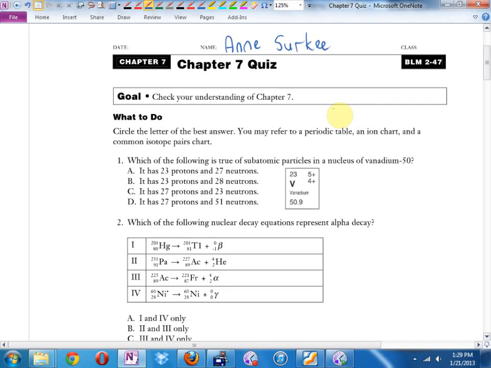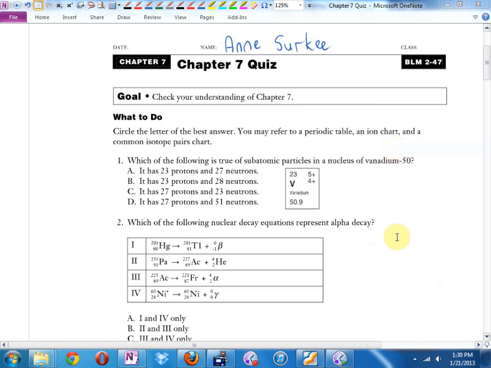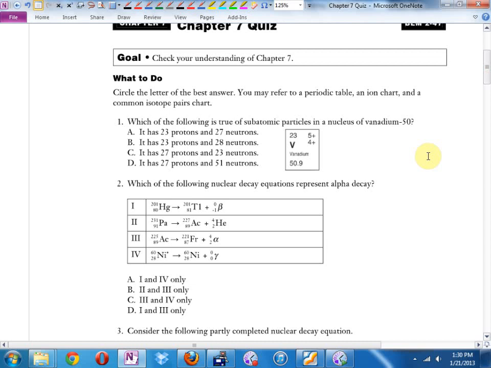You know what? You're going to put your phones away, and you're going to probably get out your pink sheet and your green sheet, because you want both of those for the test. If you don't have a green sheet, I got extras. If you don't have a pink sheet, try and share with somebody. I got a couple of extras, but not that many extras. It says, circle the letter of the best answer. You may refer to a periodic table, an ion chart, and the reference sheets.